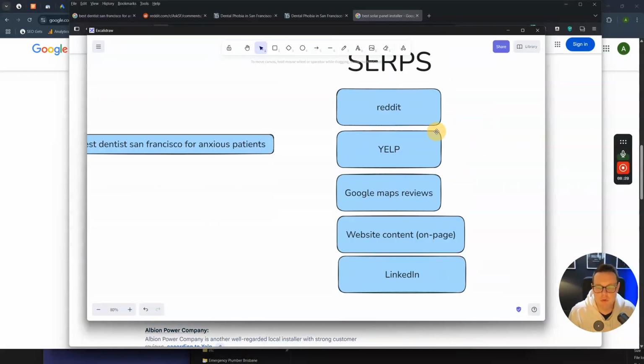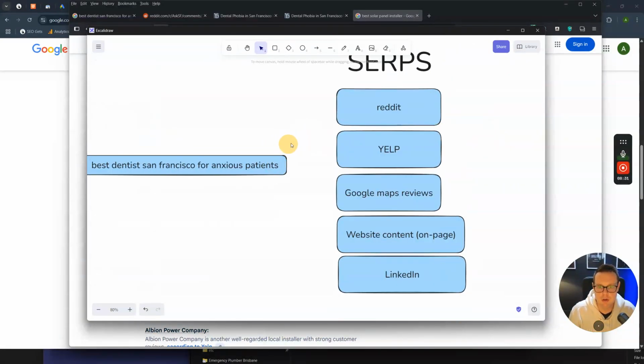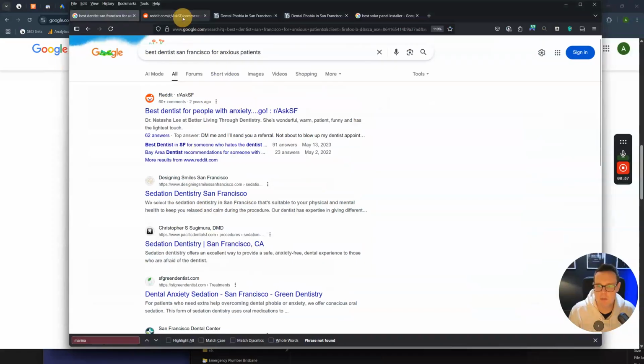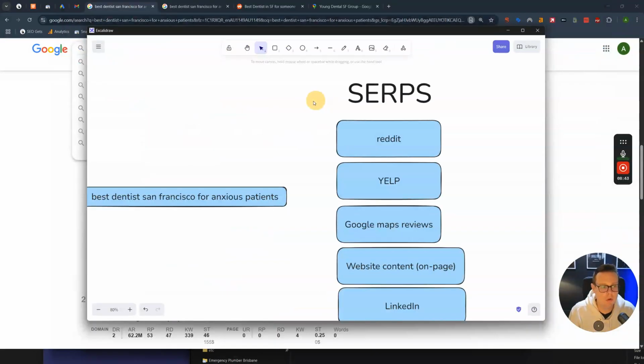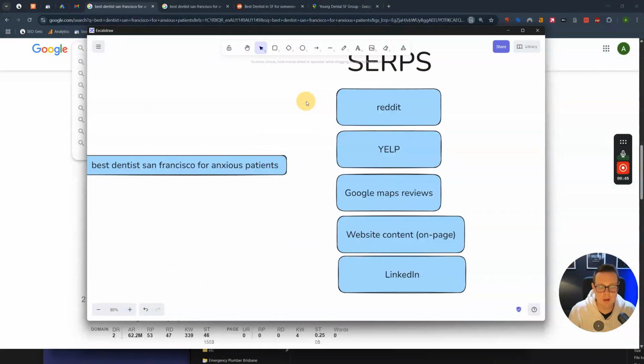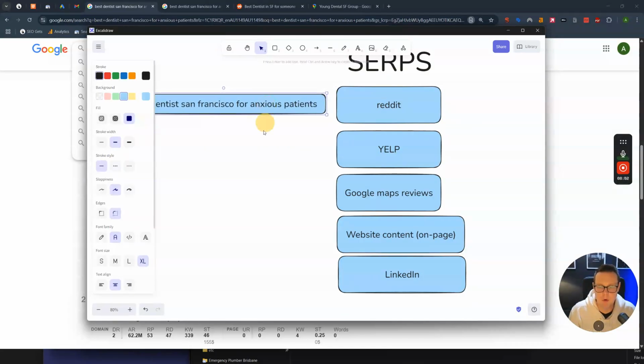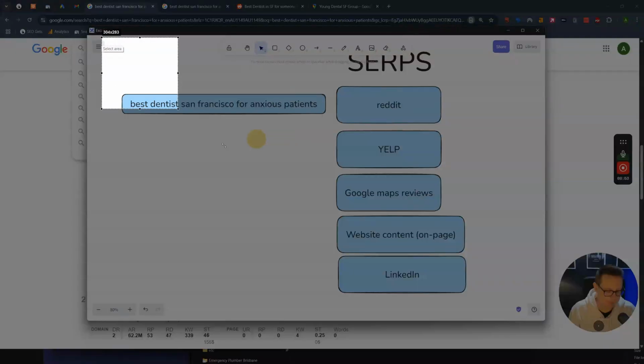So now let's review how this actually works. How does Google determine which website should be at the top when it comes to keywords such as the best dentist for anxious patients? Google is essentially looking at a lot of different URLs that are ranking in the search results, and they are doing that most likely before the search is even done.